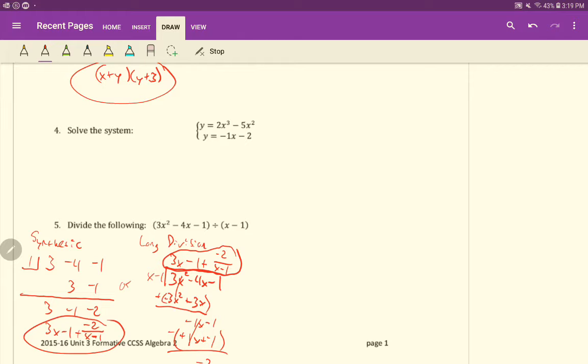Option one is you can just graph it, and that's what I showed you guys earlier. So you just literally type in y equals 2x cubed minus 5x squared into your graphing calculator, and you type in y equals negative 1x minus 2 into your graphing calculator, and then you find the point of intersection.